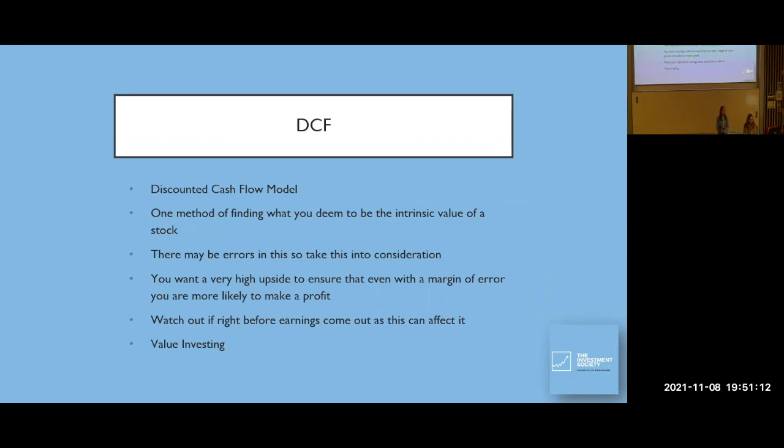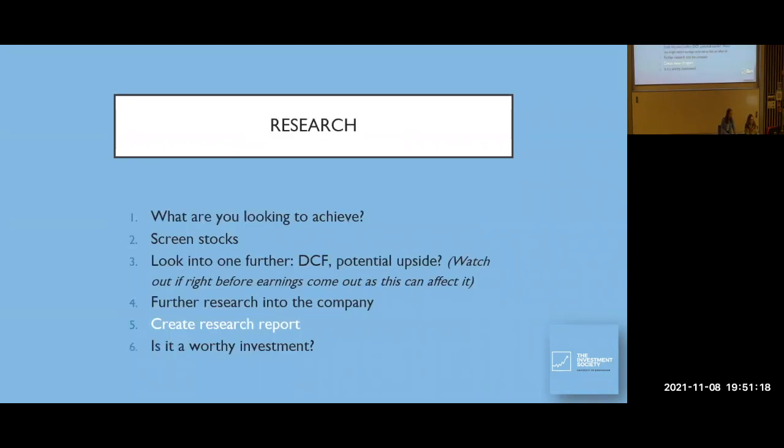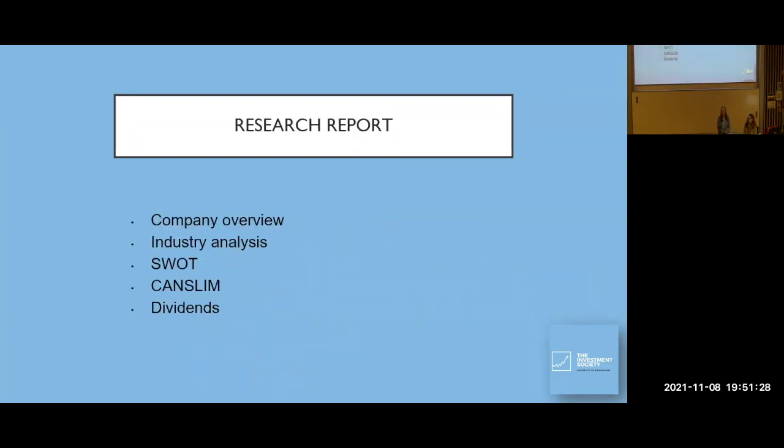DCF, so discounted cash flow model. This is what I was talking about a minute ago with Aviva. So the next thing to do is to create a research report. What are you going to be doing with this? So if you're using CANSLIM analysis, CANSLIM is going to come into play with this.